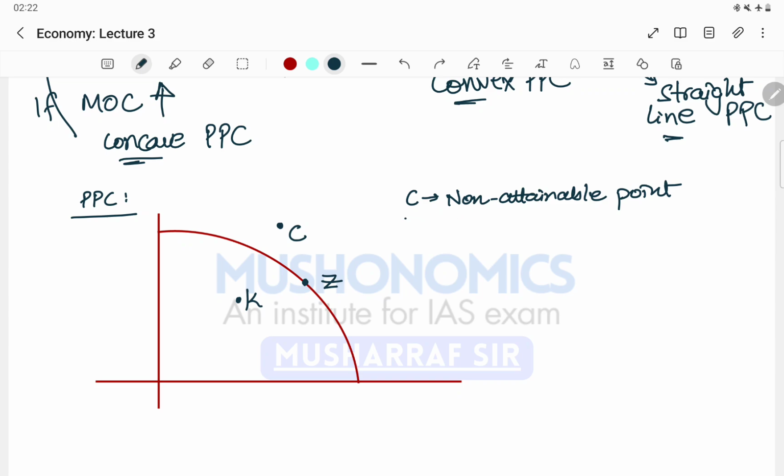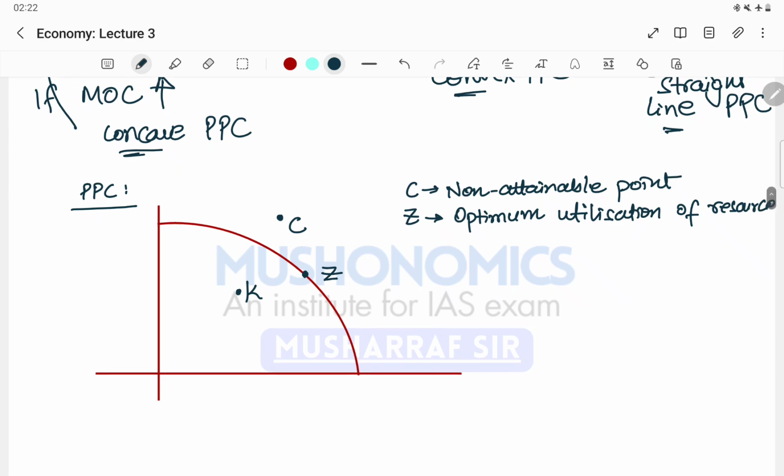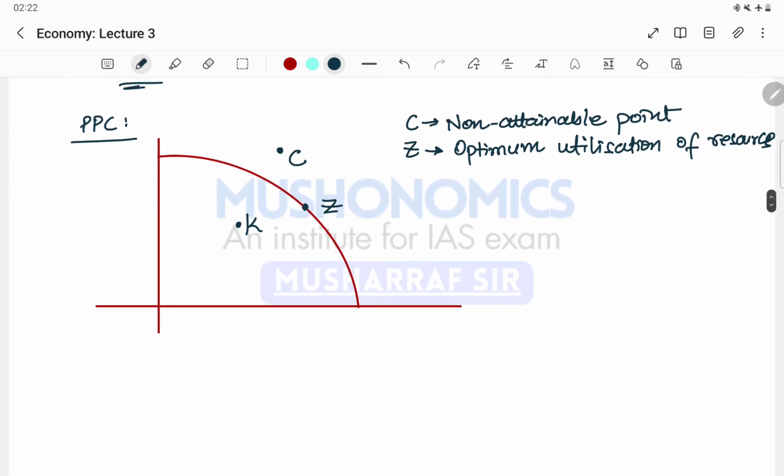When we talk about point Z, point Z is nothing but optimum utilization of resources. But when we talk about point K, what is it? Underutilization of resources. We have a lot of resources, but we are not able to utilize them optimally. So underutilization of resources, that is point K.